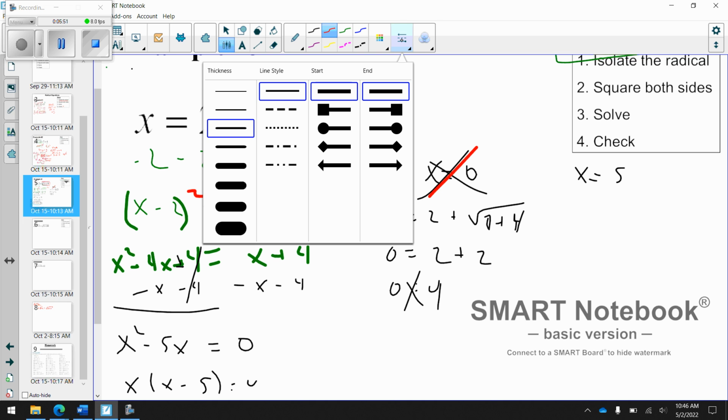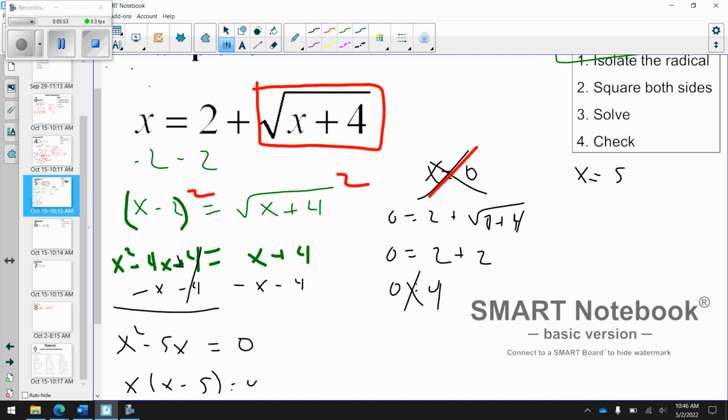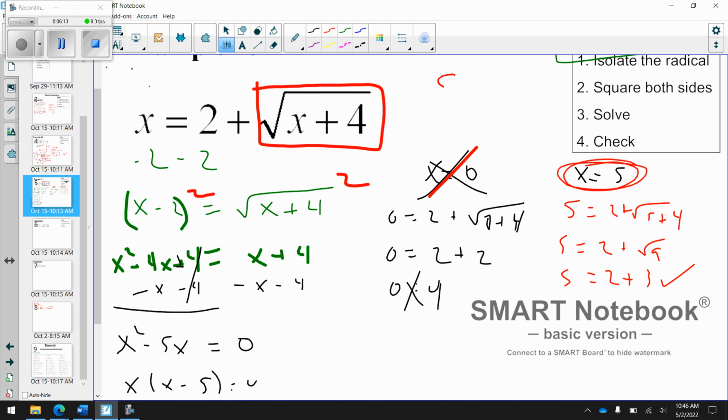Let's try 5. 5 equals 2 plus the square root of 5 plus 4. 5 equals 2 plus the square root of 9. 2 plus 3 is 5. Yes. So 5 is our only answer. So I just put 5 in my solution set. 0 is gone. Right? Isolate, square both sides, solve it, check it. Really, really simple.